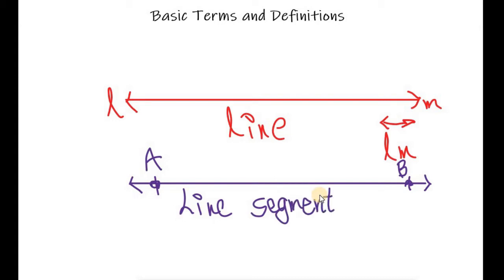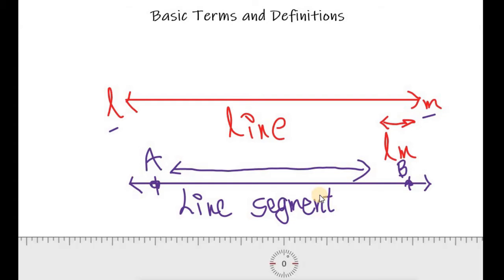So we can measure this length, the length between A and B, easily, but we cannot measure the length between L and M because it extends infinitely. So we can write the definition: a line is a straight line which doesn't have any endpoints. For a line segment, a part of the line with two particular endpoints is known as a line segment.